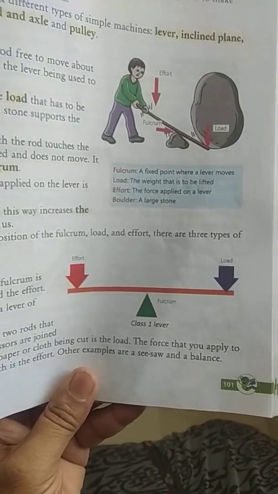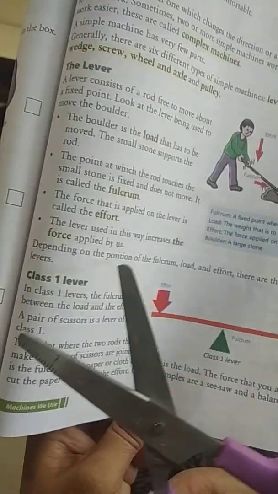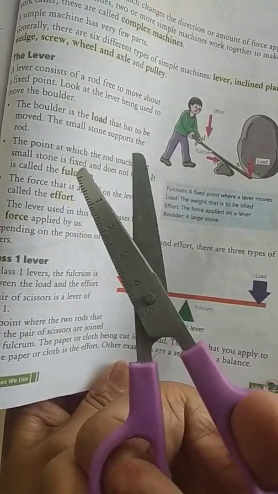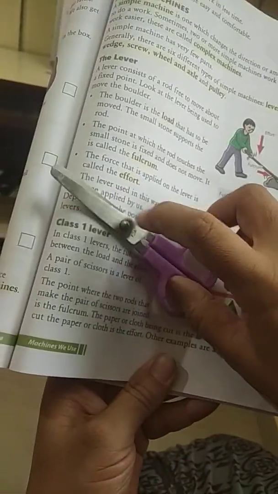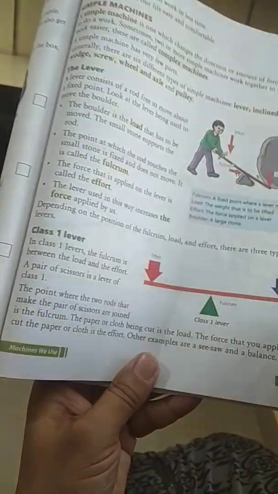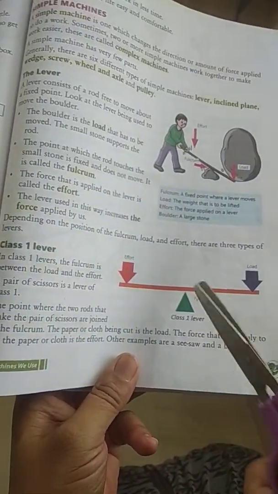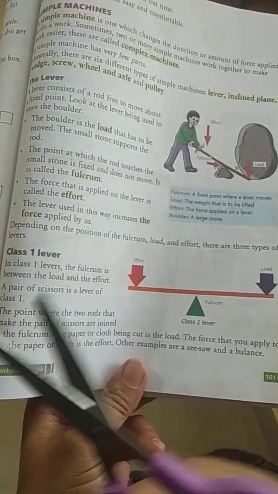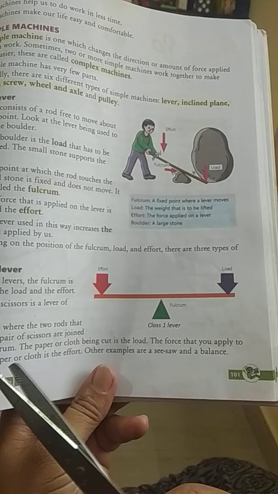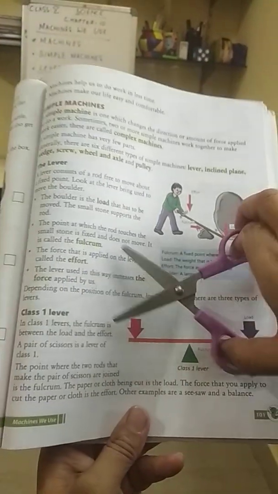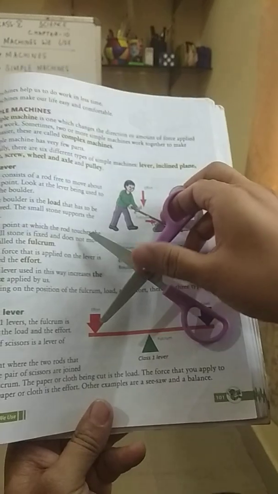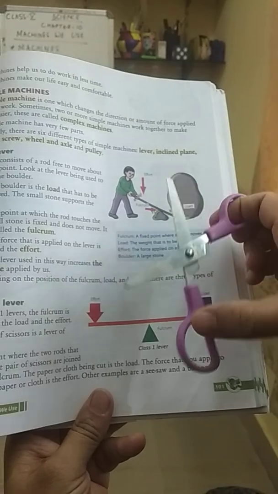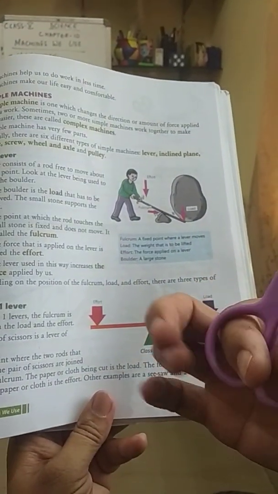Like, I'll show you one example. You can see these scissors. Can you see these scissors? This is the effort where my fingers are. The center point is the fulcrum, and whatever I'm going to cut will be the load. This is a typical example of a class 1 lever. The point where the 2 rods that make the pair of scissors are joined is the fulcrum. The paper or cloth being cut is the load, and the force that we apply to cut the paper or cloth is the effort.